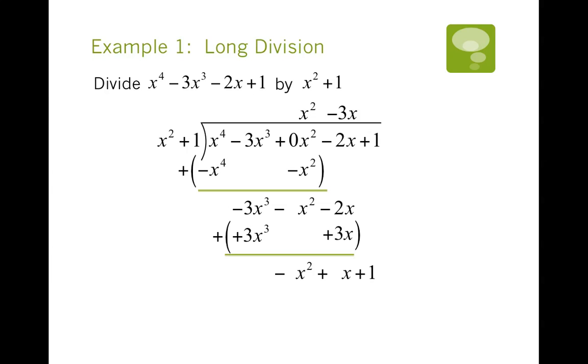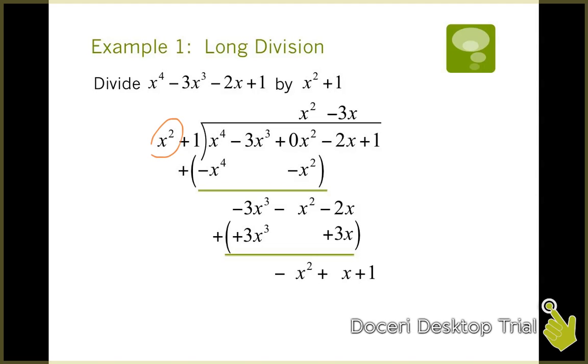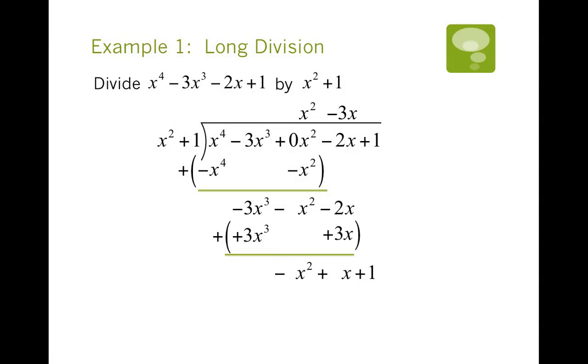Now I'm looking at, what do I multiply x squared by in order to get negative x squared? And that answer is going to be a negative 1. So now I take the negative 1 times x squared plus 1, subtract that, but actually add the opposite, and then I end up with x plus 2. My x squareds cancel, the x comes down, and 1 plus 1 gives me 2.